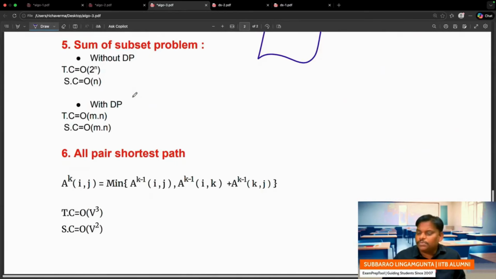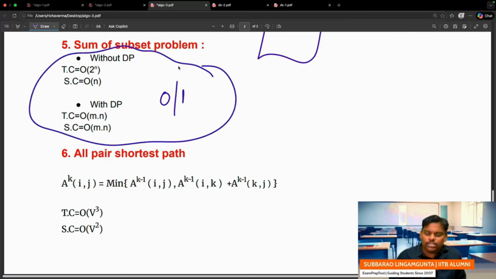Next one, the sum of subsets problem. It is like 0/1 knapsack only. Sum of subsets and 0/1 knapsack, both are the same. No more discussion needed here. Let's go to the next one.